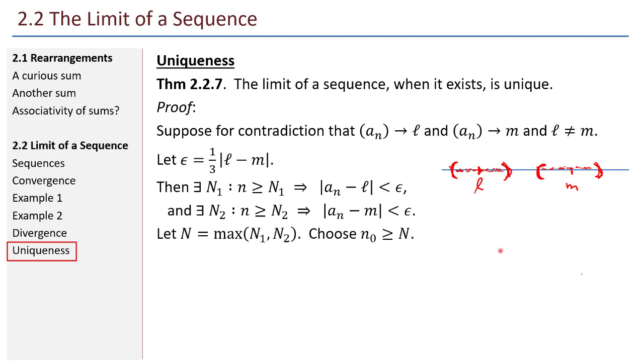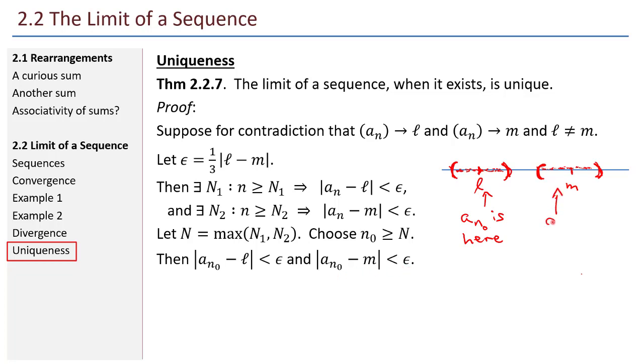One more idea here. Let big N without a subscript be the maximum of N1 and N2. Now, let's choose a little subscript n naught that is at least as big as that big N. So what do I know about that n naught? Well, a sub n naught is within epsilon of L, so a sub n naught is here. And a sub n naught is within epsilon of M. a sub n naught is here.